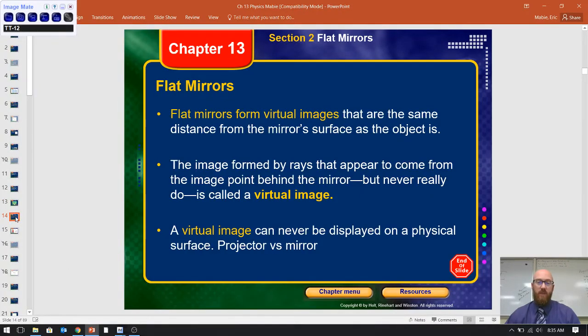This is where we talk about virtual images and real images. Virtual images are the same distance behind the mirror surface. For example, you look in a mirror; if you stand a foot away, your reflection is a foot away. That is a virtual image, never really displayed on a physical surface. It's what you see with almost all of your mirrors.